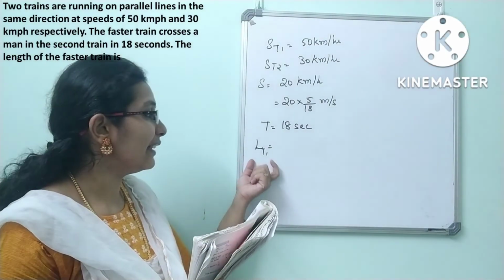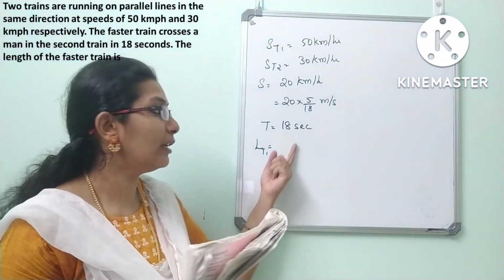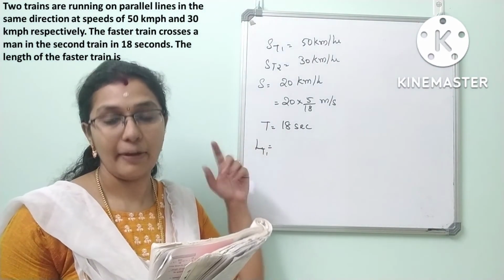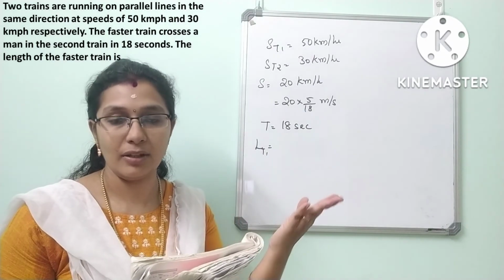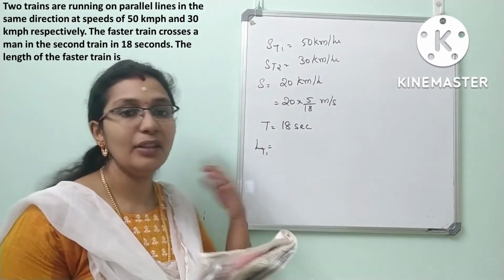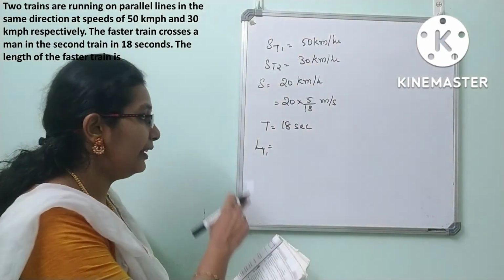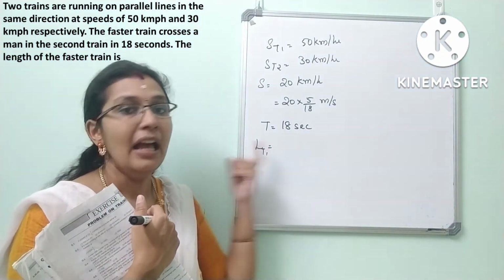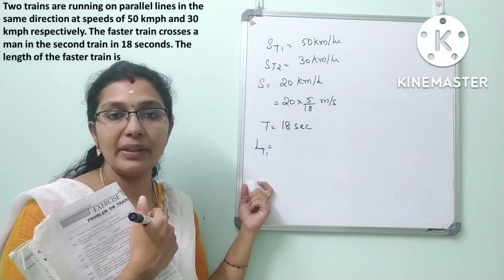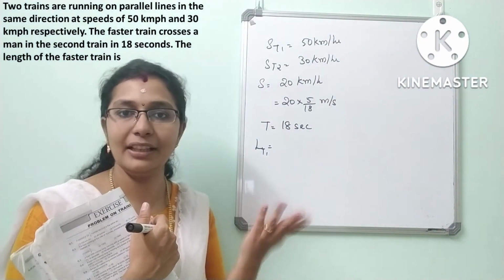Suppose they are asking the length of the slower train, you cannot find it because it is crossing a man. A faster train is crossing a man. We don't know the data about the slower train crossing a man. Correct? So in that case we cannot find the answer. Now here, if the data is like the slower train crossing a man in 18 seconds, and if the question is to find the length of the slower train, then you can find it.